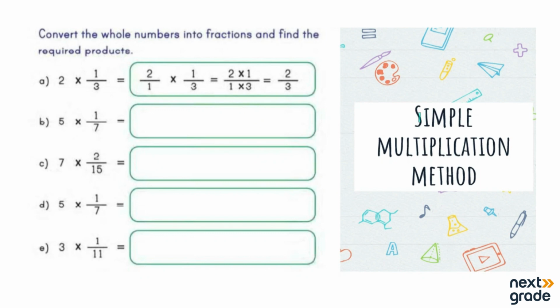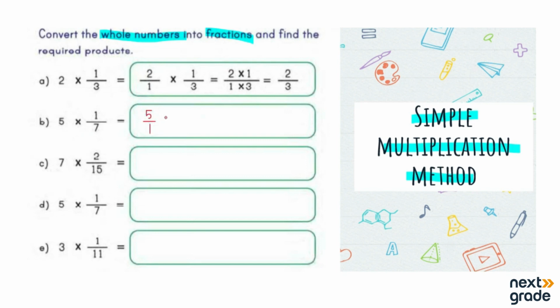Welcome back, students. In this video, we are going to do the simple multiplication method in which we are going to multiply the fraction with the whole numbers. So, सबसे पहले हमने क्या करना है? We have to convert the whole numbers into fractions and then find the required products. ठीक है? तो हमारे पास यहाँ पर we have 5 over here and 5 is a whole number. इसको हम convert करेंगे whole number को fraction में, तो it will be as 5 over 1.